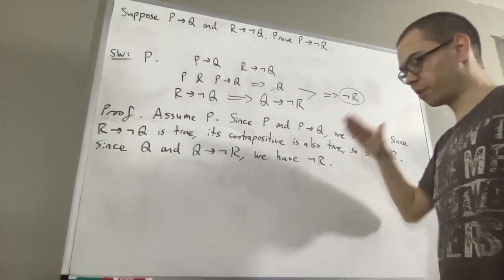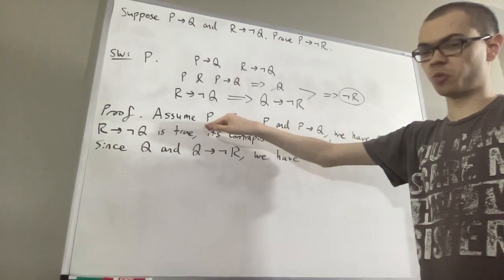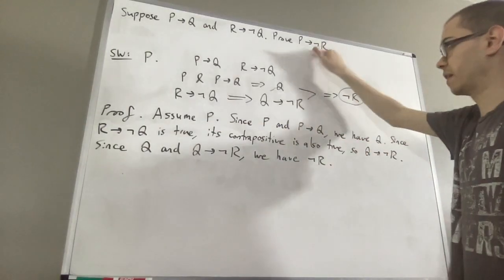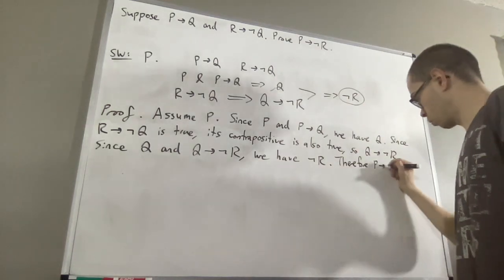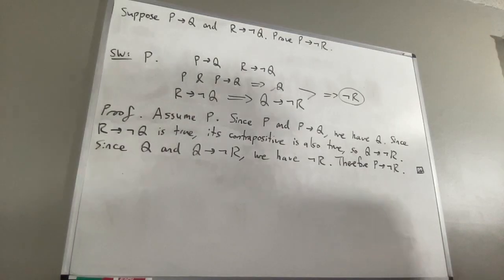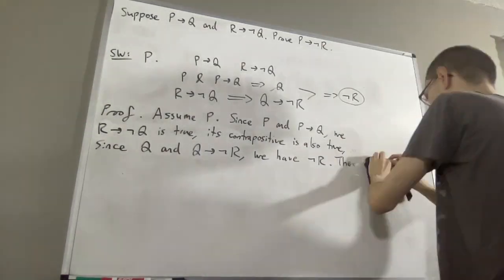So, what we see here is, under the assumption that P is true, we've logically deduced that not R is true. Therefore, if P, then not R. And so this completes the proof. Okay, so now let's look at one more example problem.